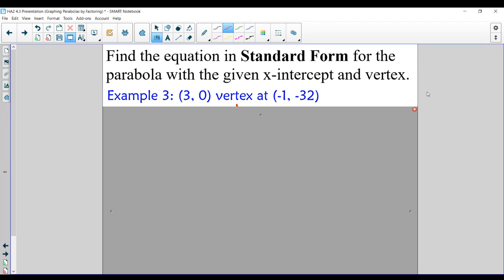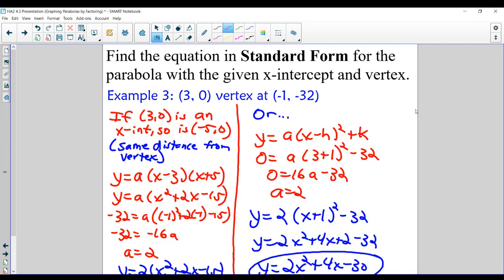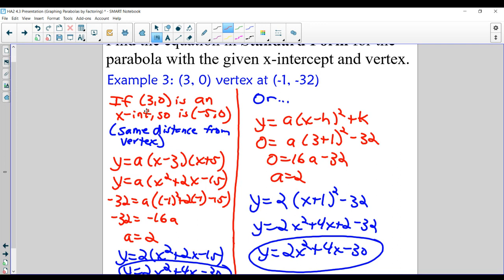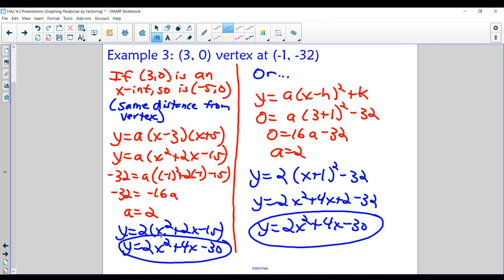All right, so I'm assuming you've unpaused and/or tried it. So if you do your intercept form, (3, 0) and (-5, 0) would be another x-intercept there. Put it in intercept form, plug the vertex in for x and y, which you could have done at this line right here instead of multiplying it out if you wanted to. In any case, you'll get a is equal to 2. Plug that into here, multiply out, and you got your answer.